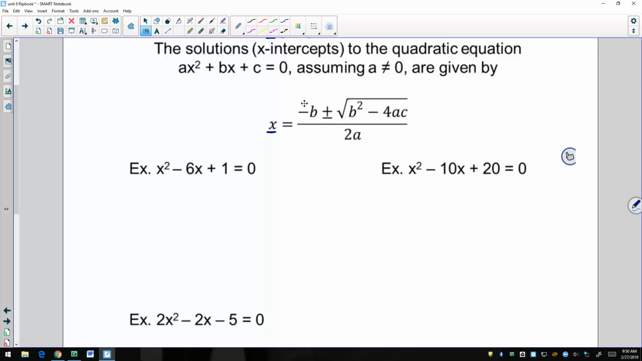First of all, it has to be equal to 0, so if something's on one side, you might have to move everything over to the same side to get it equal to 0 first. And then the letters A, B, and C stand for numbers that are in front of your x squared, your x, and then your number that's all alone without your x. And they go in order.